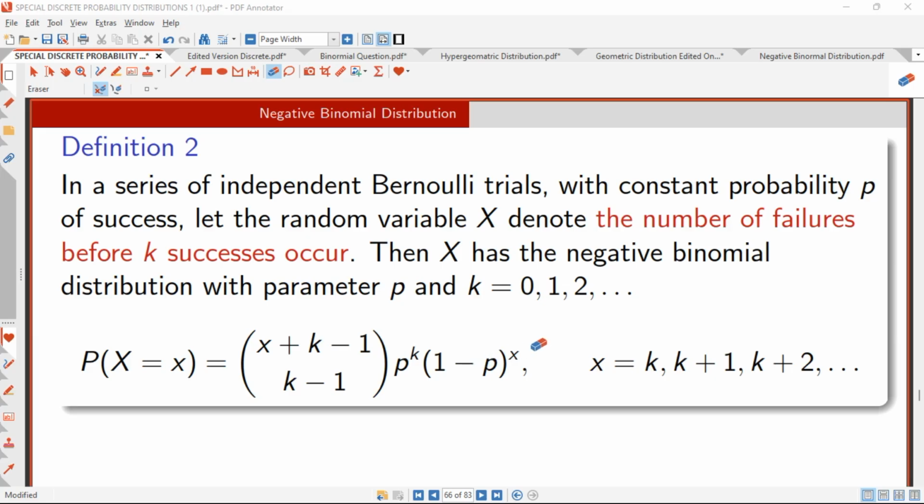So always pay attention to the definition of the random variable in the question. If the definition is the number of trials, or if the definition is the number of failures, then you know which PMF to use in this case.